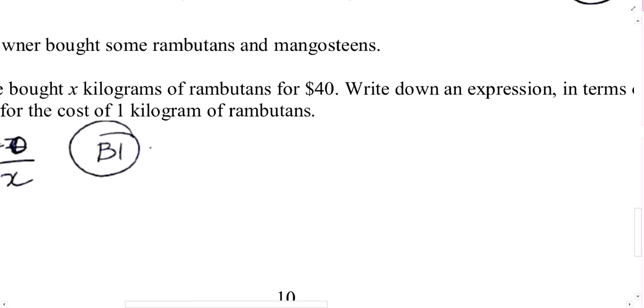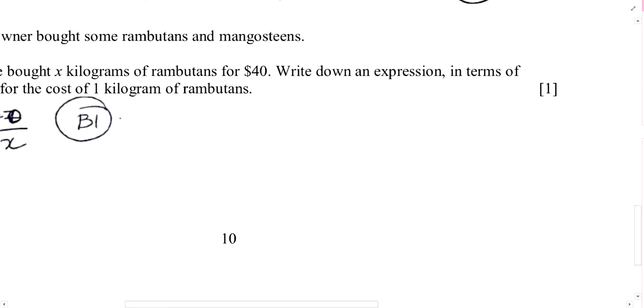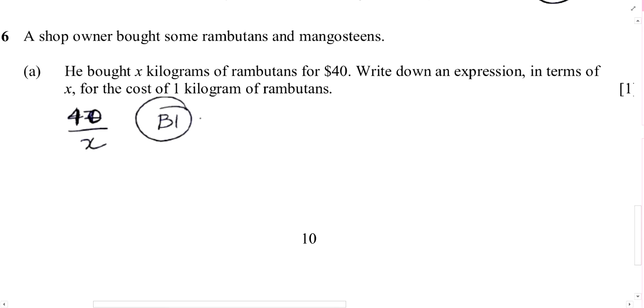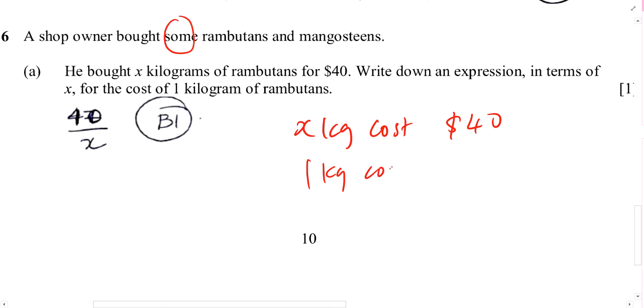Okay, problem sums. Some rambutans, some mangosteens. I don't know how many. x kilograms of rambutan, $40. 1 kilogram, how much? Okay, x kg cost 40. 1 kg costs 40 over x. Simple.